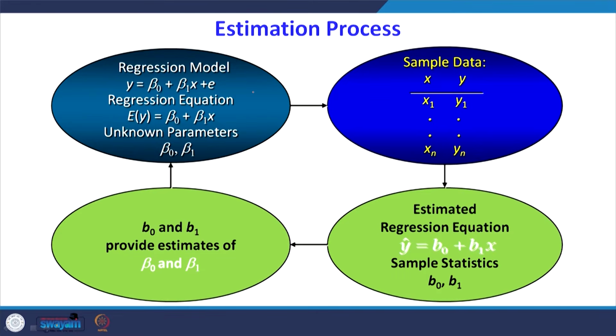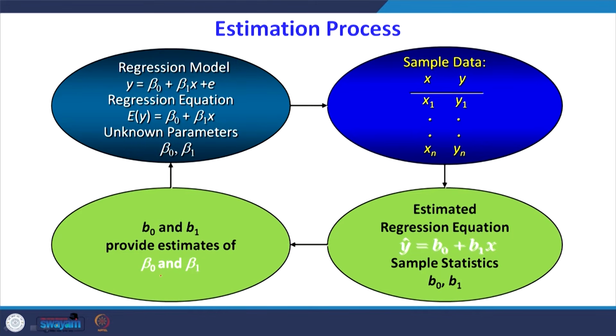So this is our assumed equation. From that, I am going to collect a sample for my x variable and y variable. Here x is the independent variable, y is the dependent variable. With the help of the sample data, I am going to make a regression equation that is applicable only for the sample. So y hat equal to b0 plus b1 x. Here b0, b1 are the sample statistics. So this equation is valid only for the sample.